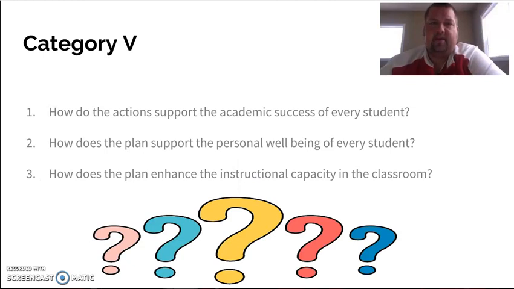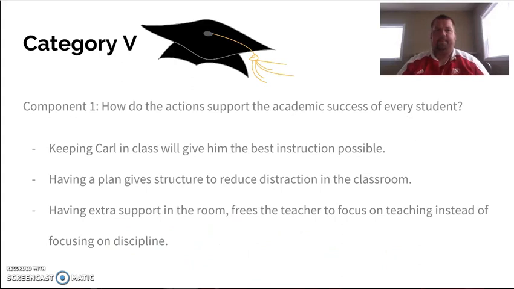So category 5, you look at how the actions support the academic success and personal well-being of each student, and the instructional capacity in the classroom. You look at the academic success of every student. If you keep Carl in class, he will get the best instruction possible. He won't just be put into an intervention room where he's not taught up to his classmates' standards.